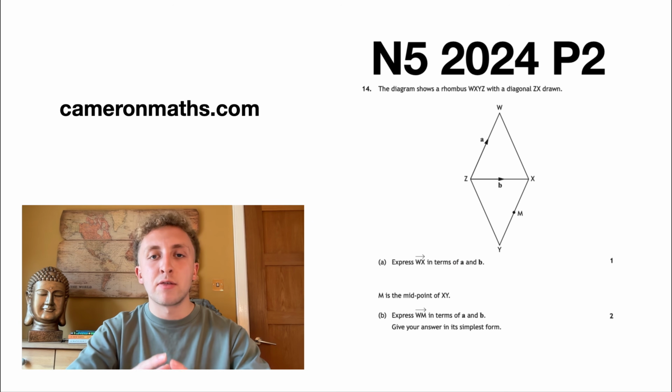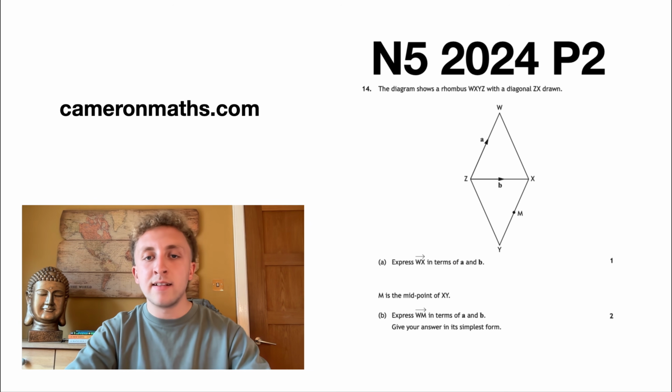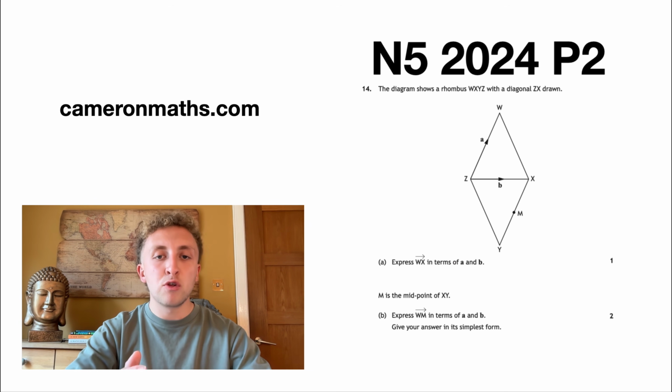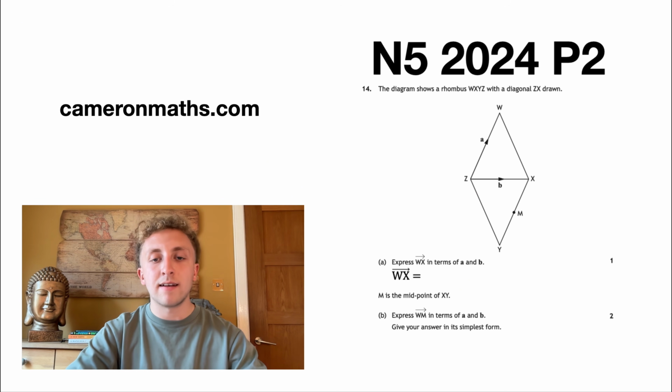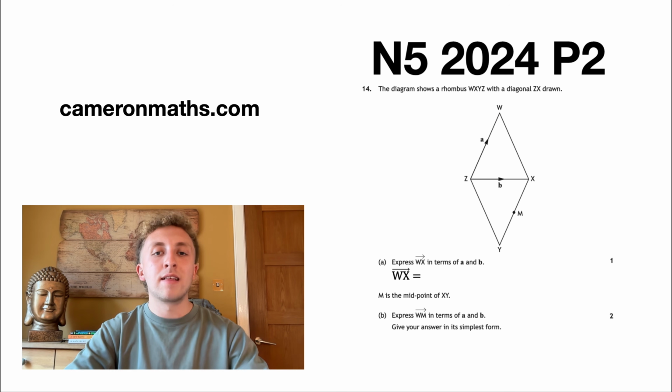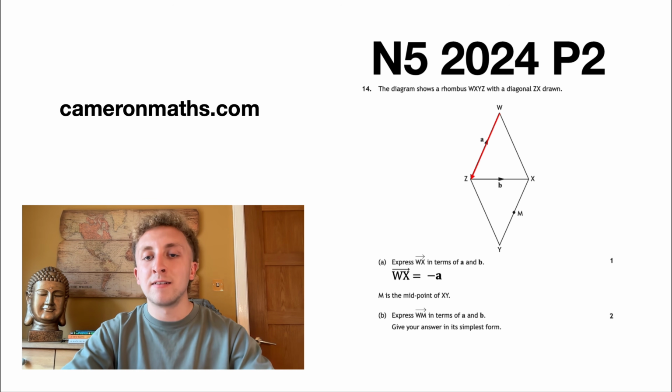Question 14 gives us the rhombus WXYZ with two vectors on it, a which goes from Z to W and b which goes from Z to X. They want us to first express W to X in terms of a and b. Now we can see that to get from W to Z, we just do negative a, and then to get from Z to X, it's b, so W to X is negative a plus b.